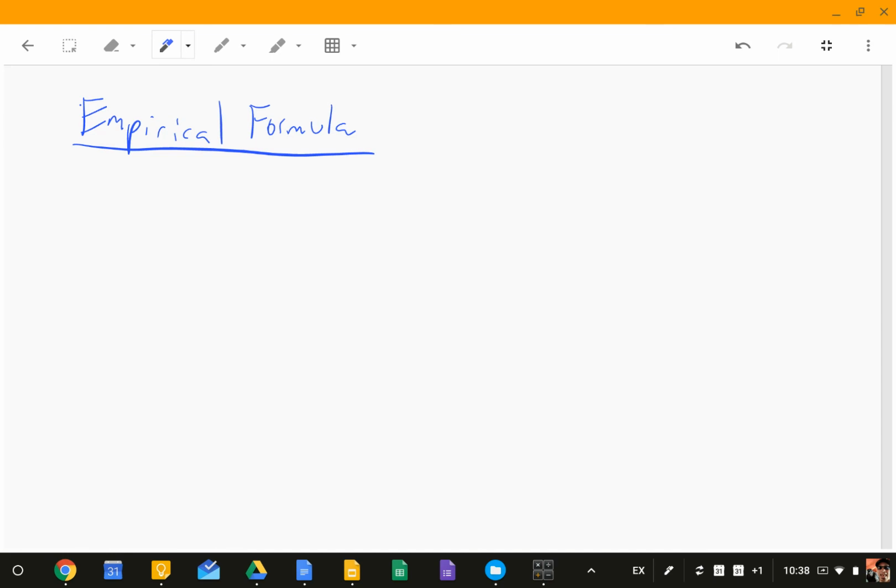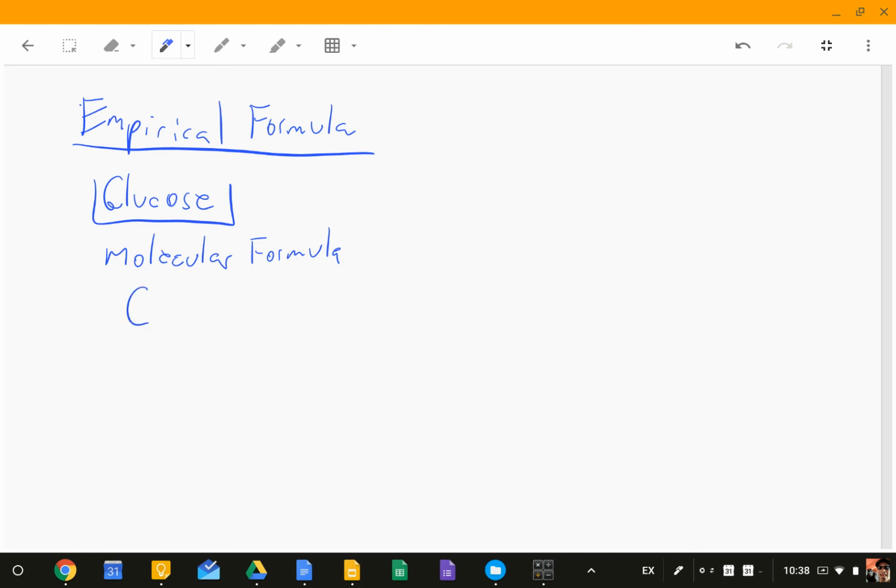So similarly, let's go with glucose, which you probably remember from living environment. Glucose has the molecular formula, which tells you actually how many atoms of each element are in the molecule, which is why they call it the molecular formula. So glucose is C6H12O6. That means there are 6 carbon atoms, 12 hydrogen atoms, 6 oxygen atoms. But here's the thing.